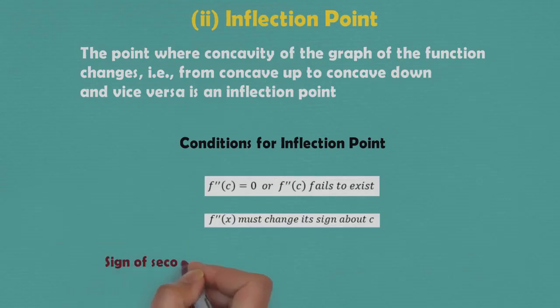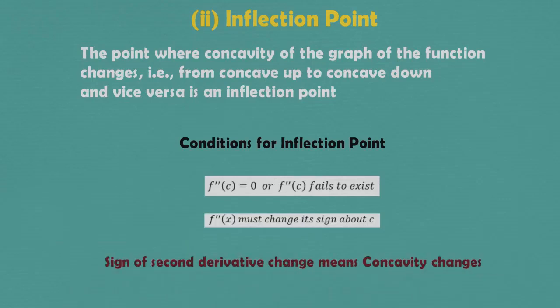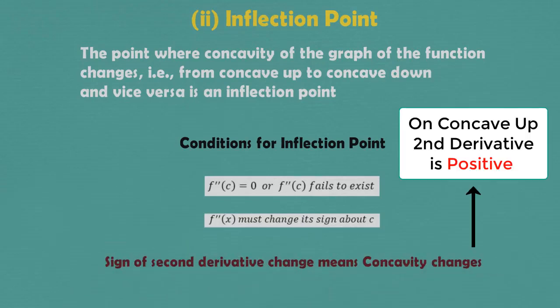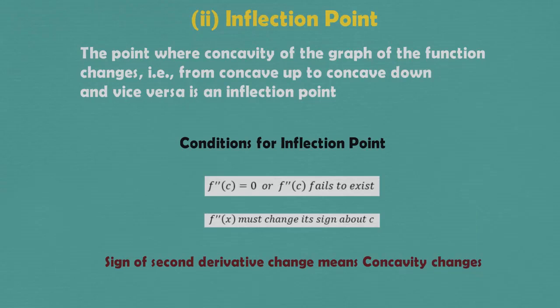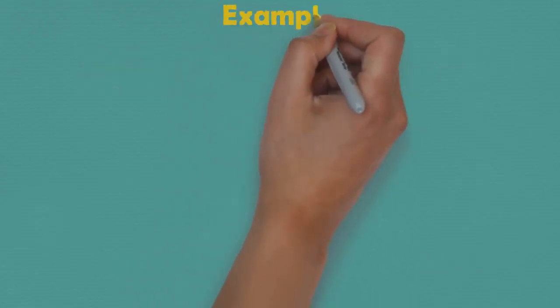Sign of second derivative change means concavity changes, because we know that on concave up, second derivative is positive and on concave down, second derivative is negative. So if sign of the second derivative changes, it means that concavity about that point changes. Let's take an example to make things clear.